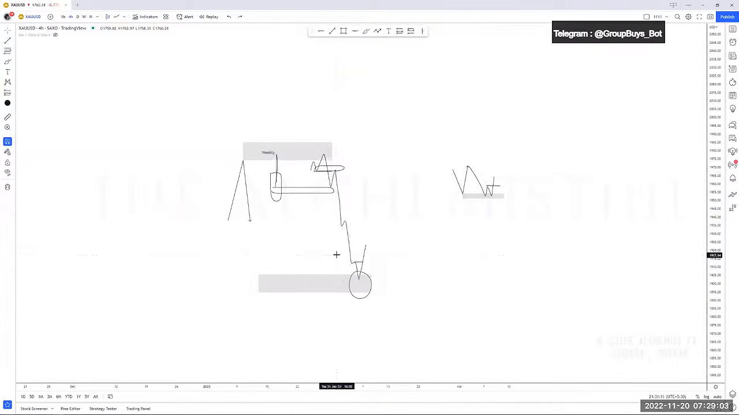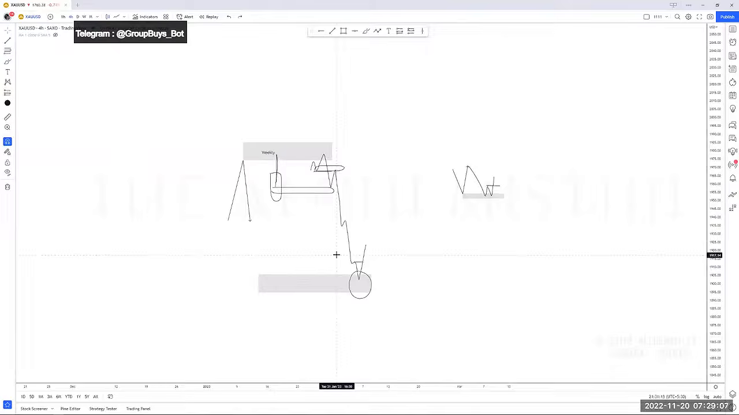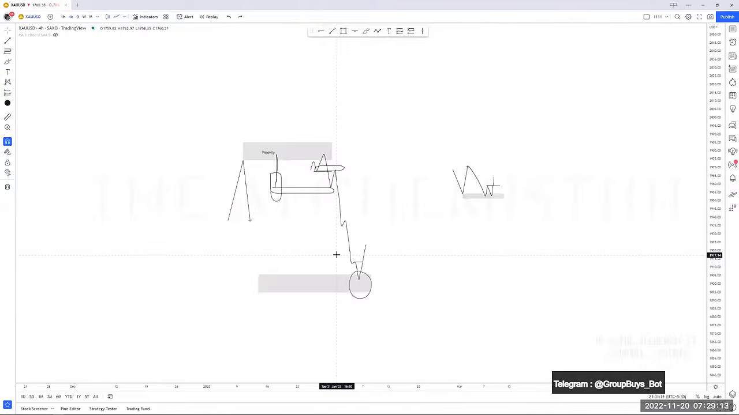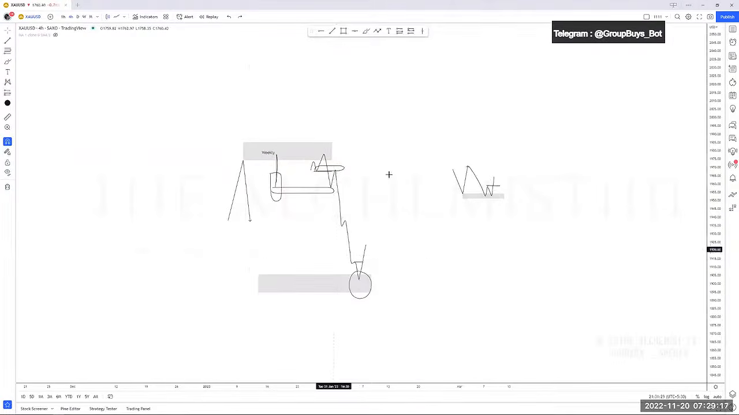Which means you're observing for what? Storylines, okay, or as obstacles. So remember, daily to daily, weekly to weekly, monthly to monthly. Okay, not 4 hour to 4 hour, 1 hour to 1 hour. Those are not necessary. Those are only used for entries.